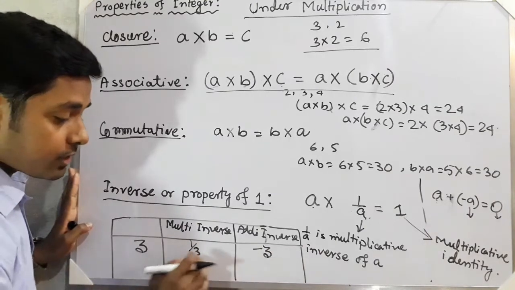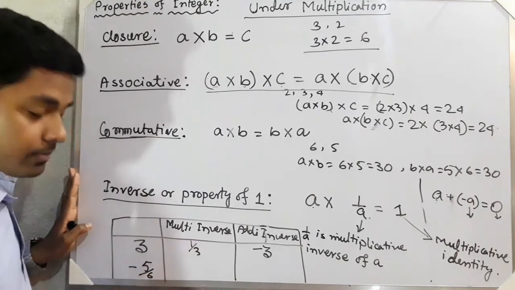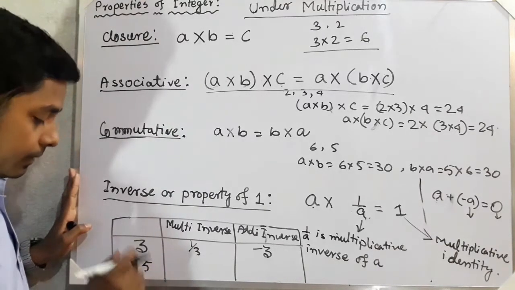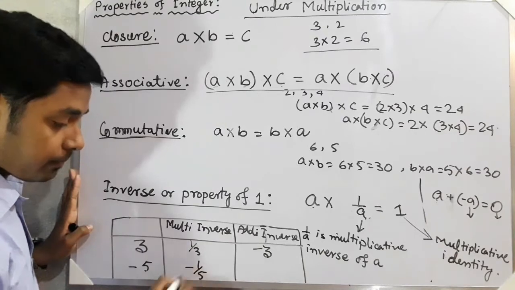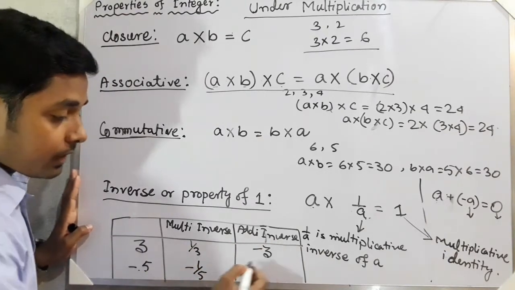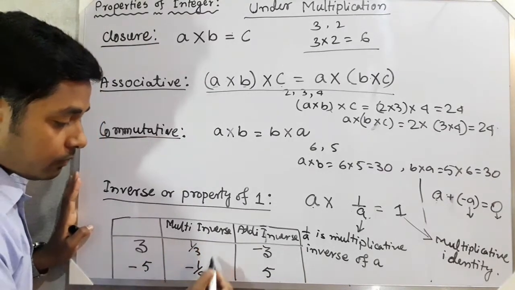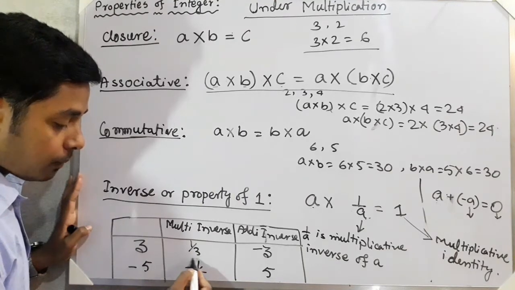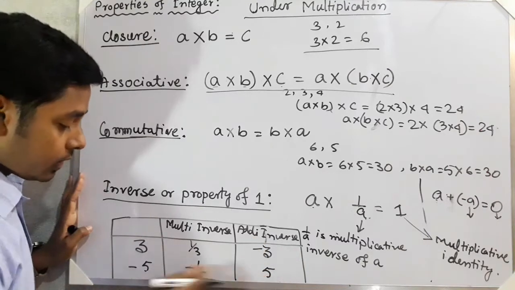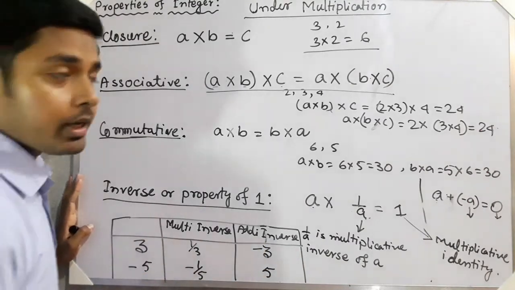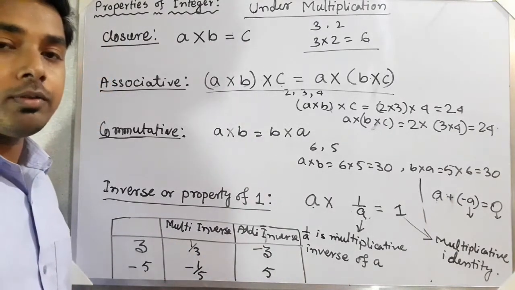Okay, try to understand the difference between it. Suppose I am taking minus 5. So what is the multiplicative inverse of minus 5? Minus 1 by 5. And what is the additive inverse of minus 5? Only plus 5. Okay, so at the time of multiplicative inverse, you have to take the reciprocal of it. And at the time of additive inverse, you have to take just the opposite sign of it. Okay, so first of all, pause the video to note it down, then we will talk about the further things.